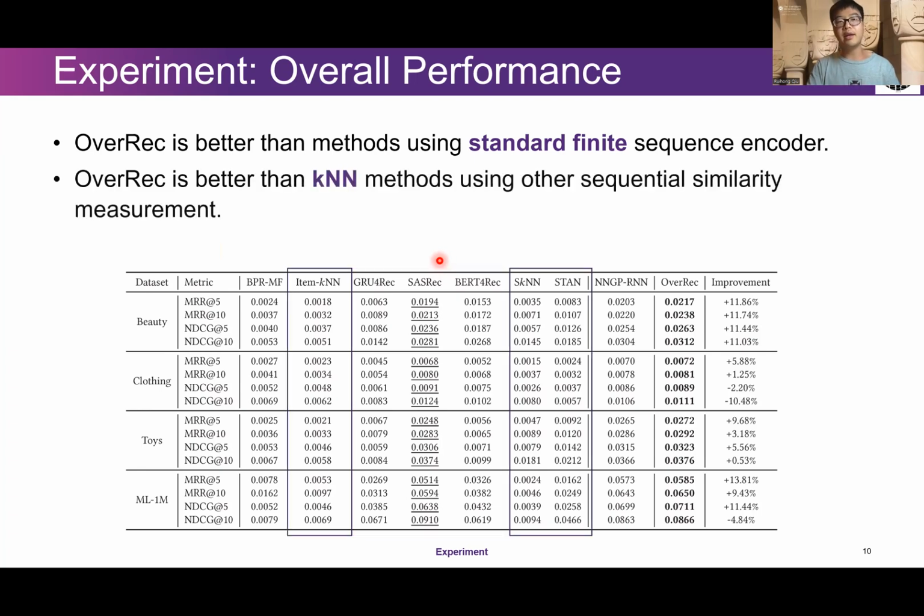And then we also compared our overrec model with the other types of method that are based on KNN, for example, this item KNN or SKNN or even STAN. So we can see that although we are using KNN methods in the last step to do the prediction, our method overrec actually has a better similarity calculation between different sequences, because we can have a higher performance compared with them.